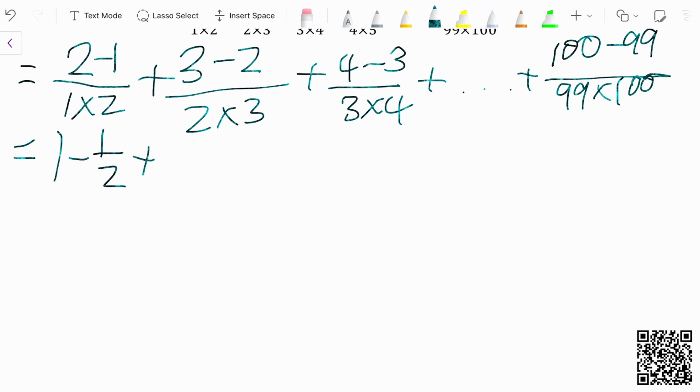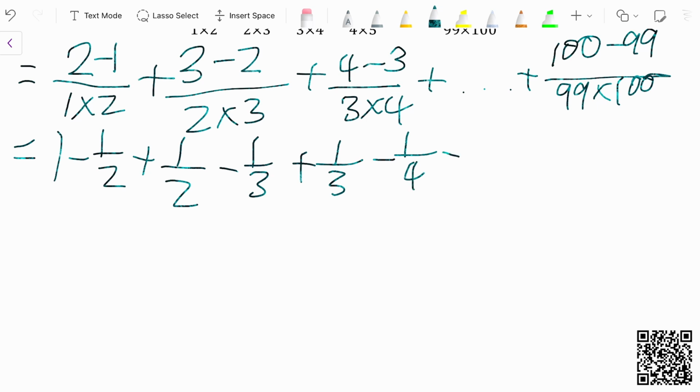I'm just going to take them all apart nice and slow. So 3 over 2 times 3, minus 2 over 2 times 3. Simplify. So 1/2 minus 1/3. And it goes on. And this works the same way with 1/3 minus 1/4 plus and so on, until you get all the way to 1/99 minus 1 over 100.